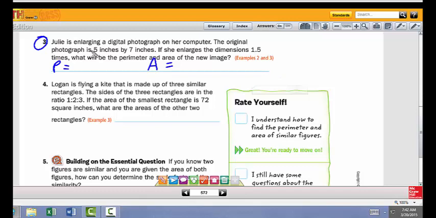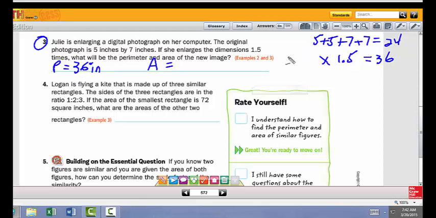First of all, one thing you could do for the perimeter is you could say that we have a side of 5 plus 5 plus 7 plus 7. That's the perimeter of the original one. So we'd have 10 plus 14, that's 24. And then multiply that by 1.5, and our new perimeter would be 36. So we're going to put this over here. Our answer is 36, and we're in inches.